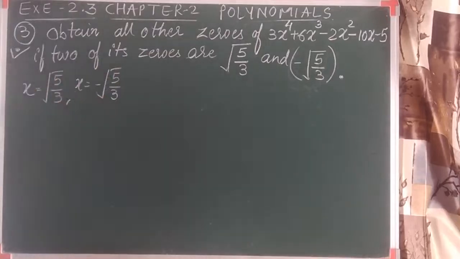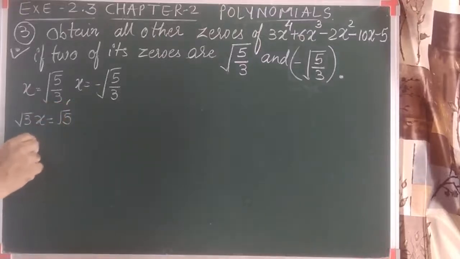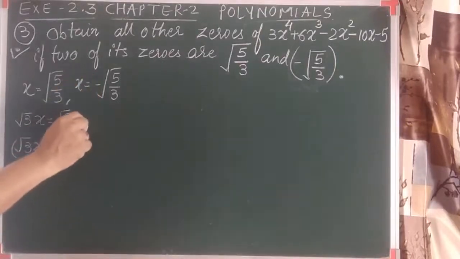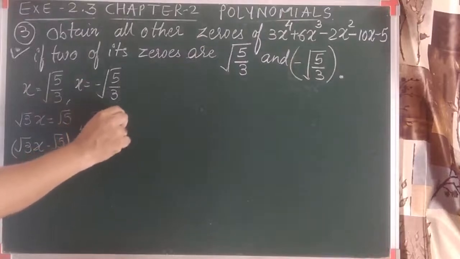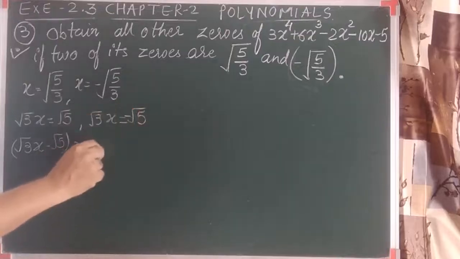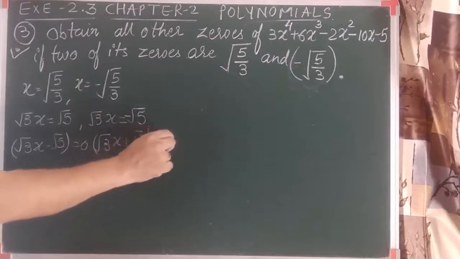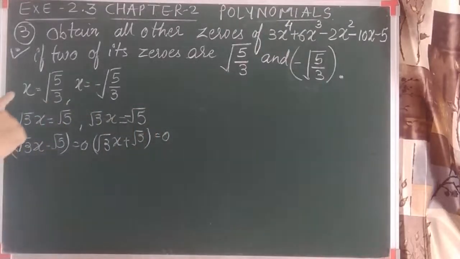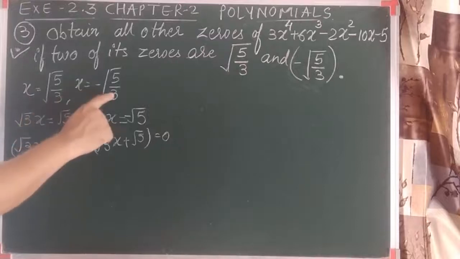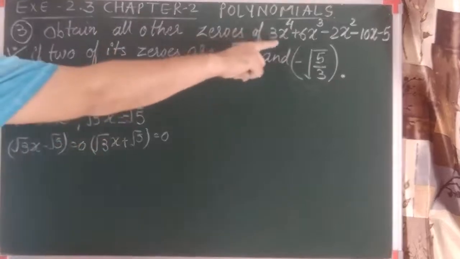As both are values of x, I'll take root 3 here. So we'll get root 3x equals root 5. So we can say root 3x minus root 5 is equal to 0. The same for this, I can say root 3x is equal to minus root 5. So we can say another is root 3x plus root 5 equals 0. What I have done here, let me tell you again. From the values of x, these are the zeros. I obtain the factors of this polynomial.